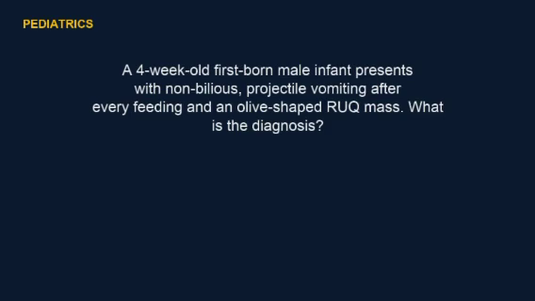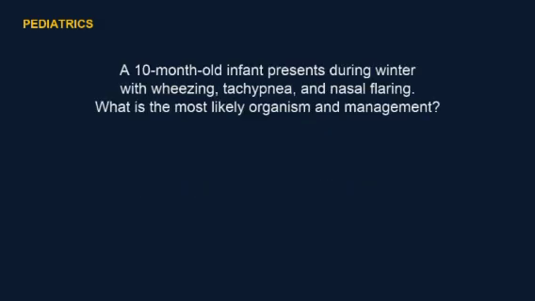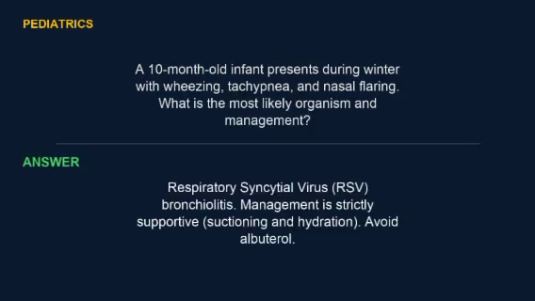A 4-week-old firstborn male infant presents with non-bilious, projectile vomiting after every feeding and an olive-shaped RUQ mass. What is the diagnosis? Hypertrophic pyloric stenosis. Diagnose via abdominal ultrasound. A 10-month-old infant presents during winter with wheezing, tachypnea, and nasal flaring. What is the most likely organism and management? Respiratory syncytial virus, RSV, bronchiolitis. Management is strictly supportive, suctioning, and hydration. Avoid albuterol.